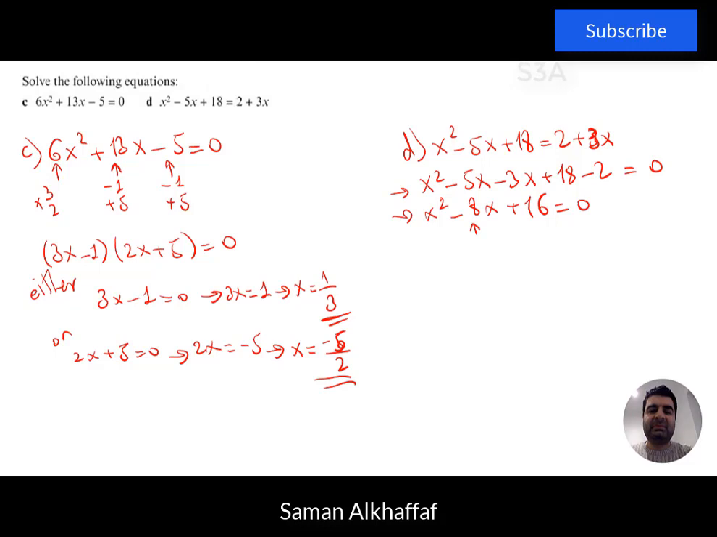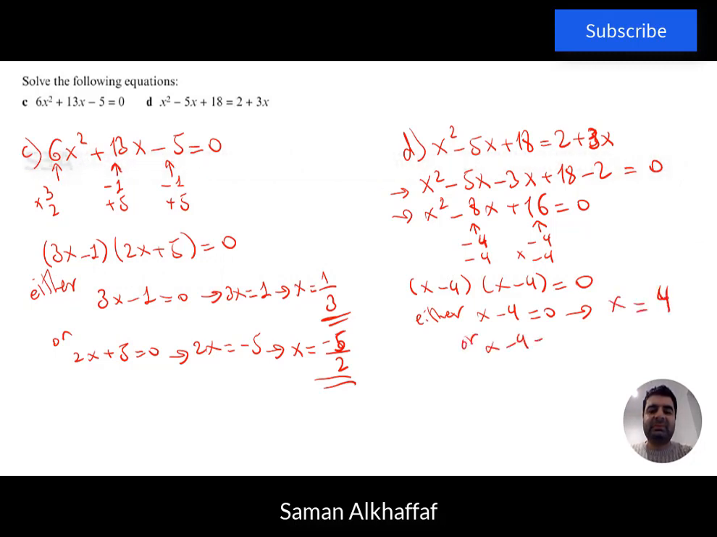So for the middle and the second and the third term, we can use minus 4 and minus 4 for the middle, and for the multiplied, that will be also minus 4 by minus 4. That will give us plus 16. So we can use x minus 4 and x minus 4 equal 0. So we equate each bracket to 0. So we have either x minus 4 equal 0, so that will be x equal 4, or x minus 4 equal 0, and that will tell us that x equal 4.